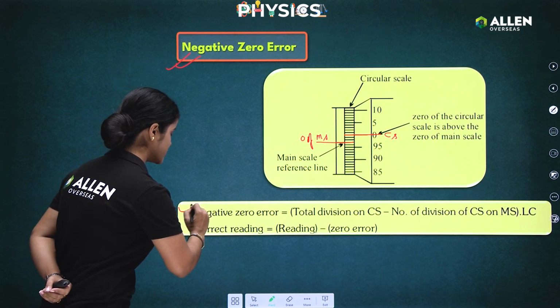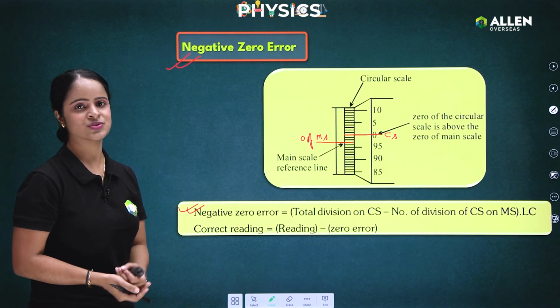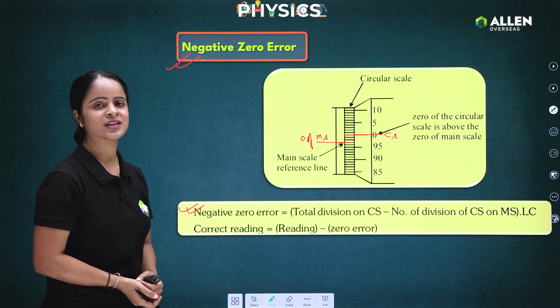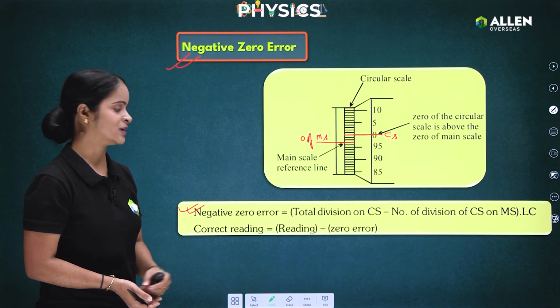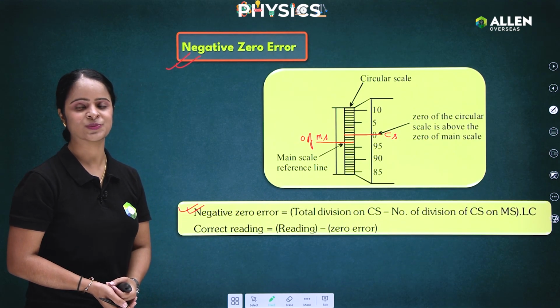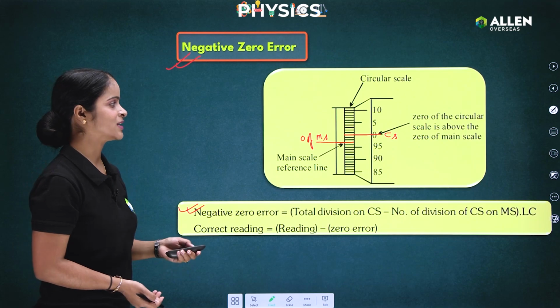So this formula is going to give you negative zero error. But at the end, what we want is the correct reading. So again, the formula of correct reading will remain the same, that is reading minus zero error. Hope it is clear to you. So let's move ahead to the next slide.